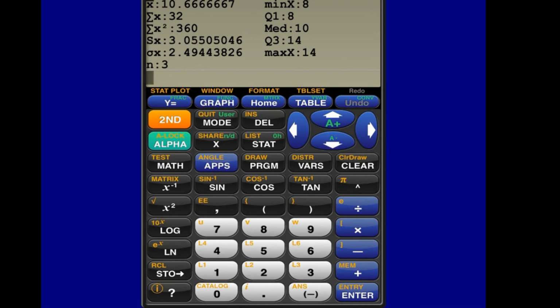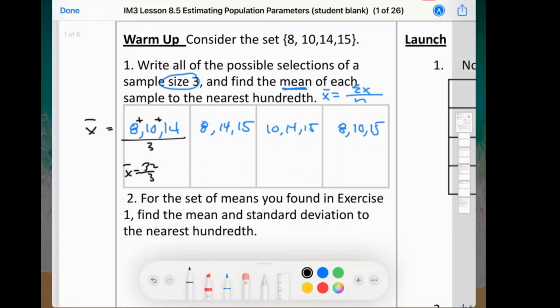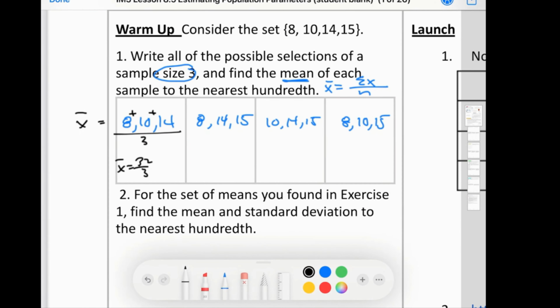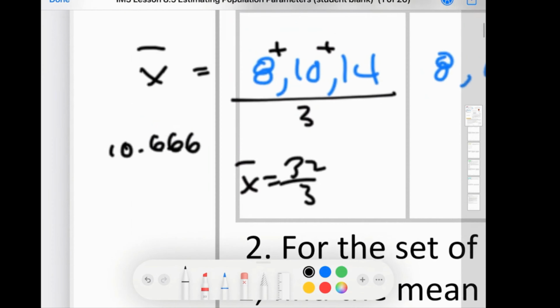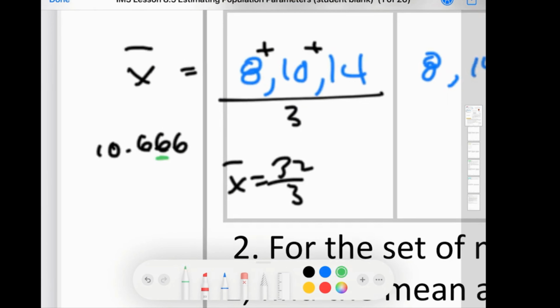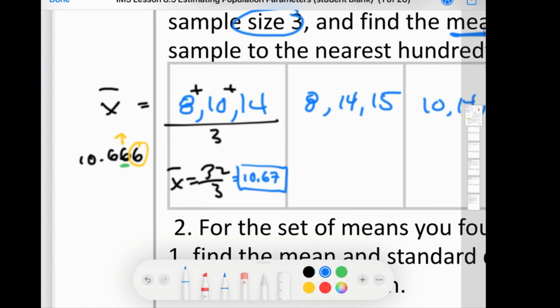10.66666. And just to review your rounding, this is the one that we need. That is the hundredths place. So I need to actually look at this number. If this number is 5, 6, 7, 8, or 9, then this number is going to go up. So my answer is going to be 10.67. And let's go ahead and put that in for the rest of my numbers.